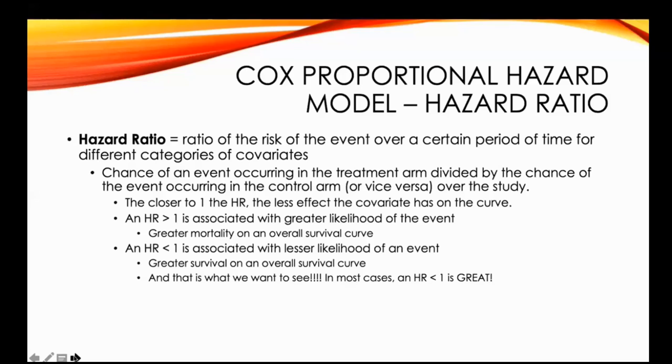The closer to 1 the hazard ratio, the less effect the covariate has on the curve. A hazard ratio greater than 1 is associated with a greater likelihood of the event, so it's greater mortality on an overall survival curve. A hazard ratio less than 1 is associated with lesser likelihood of an event, so that would be greater survival on an overall survival curve. So a hazard ratio less than 1 is what we want to see, and in almost every case, a hazard ratio less than 1 is great.